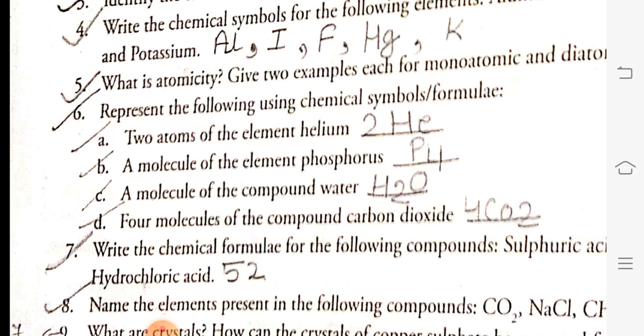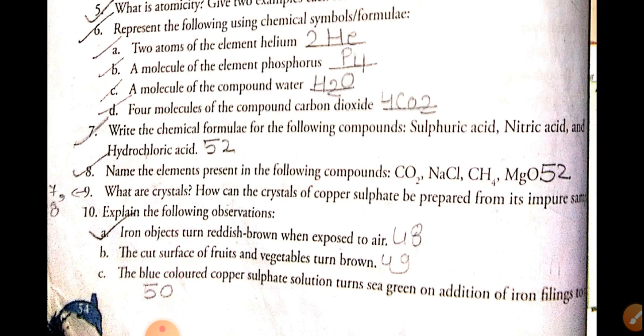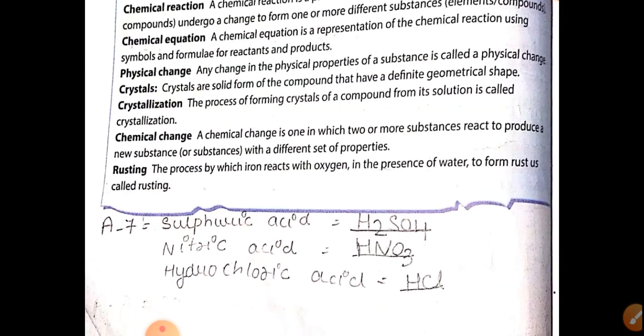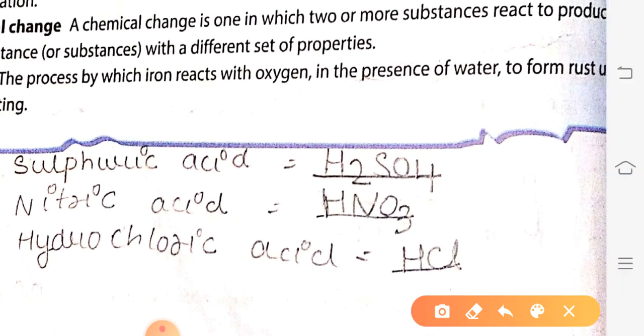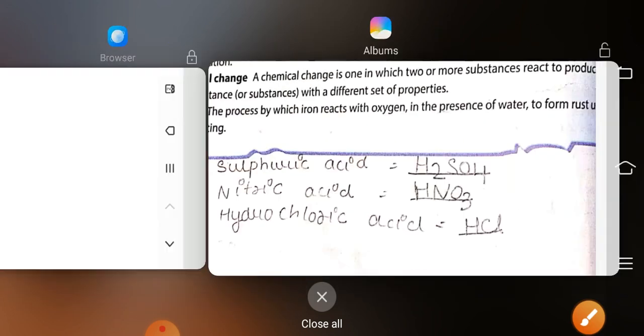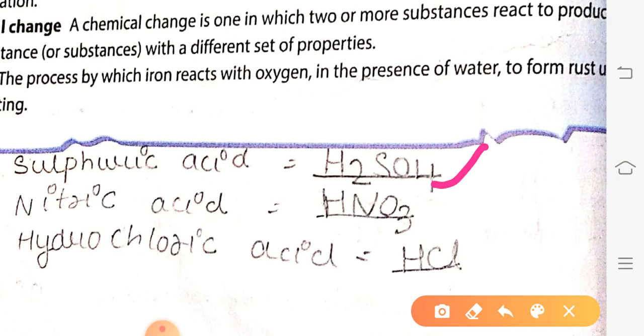Next, write the chemical formula for the following compound: sulfuric acid, nitric acid, hydrochloric acid. So it is given here. Answer number 7th, sulfuric acid is given here. Sulfuric acid, H2SO4, nitric acid, HNO3, and hydrochloric acid, HCl. So this is your answer number 7.